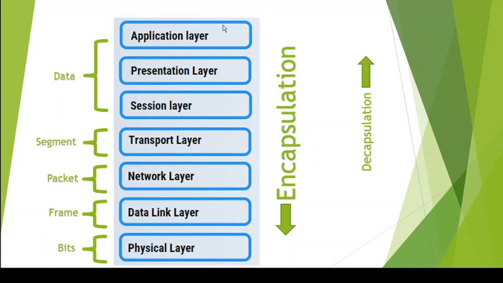So the next concept here is encapsulation. As we go down from the application layer to the physical layer, the application layer is 7th, then 6, 5, 4, 3, 2, and 1 at the physical layer. As we move down, the whole process is encapsulating the data. So at the first three layers, we have data.